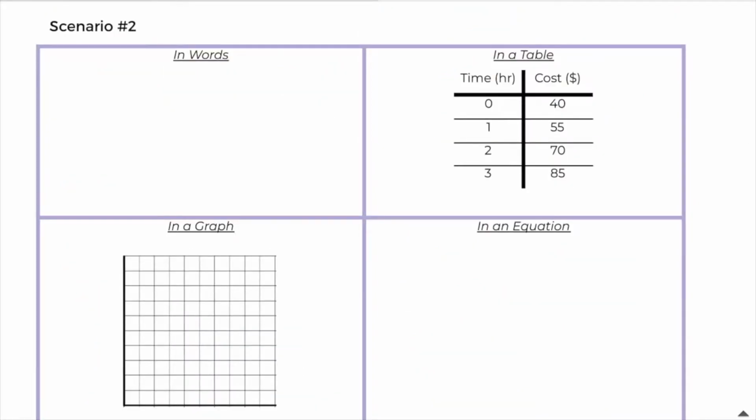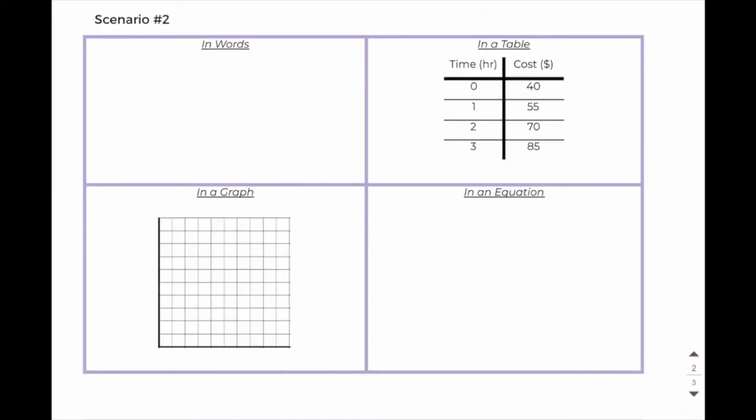Okay, so now we've got scenario number 2. This time we're given our information in a table. So we know that our independent variable is the time and that our dependent variable is the cost. So we know that the cost of something, and we don't have that much information here, is dependent on the time. We can kind of make up what's going on here. So let's go ahead and do our graph first.